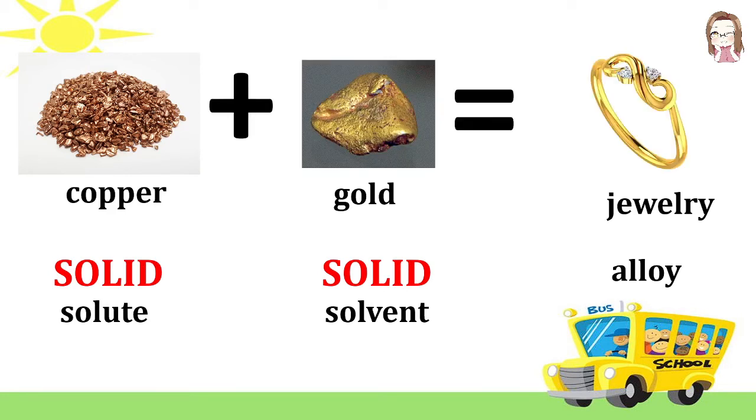Okay, so what if we have naman a solid solute and a solid solvent? Pwede pa rin po tayo makabuo ng isang solution. For example, we have copper. Of course, metal yan, solid yan. We also have gold. Ayan, so solid din yan and metal. So, pag pinagsama po yan, okay, makakabuo tayo ng alahas. Okay, ang tawag natin dyan sa solid solution ay alloy. Okay po?